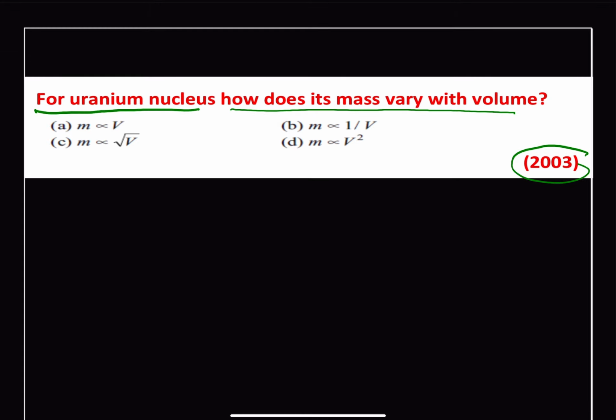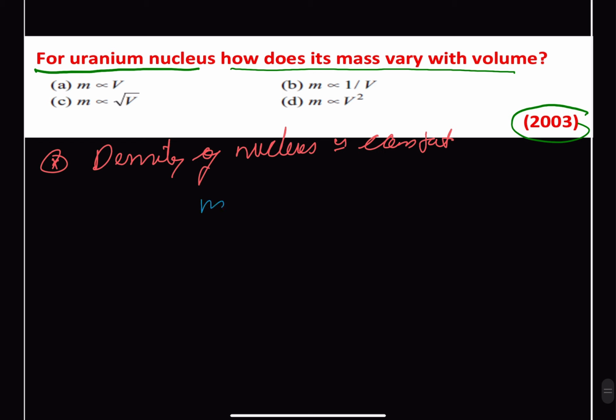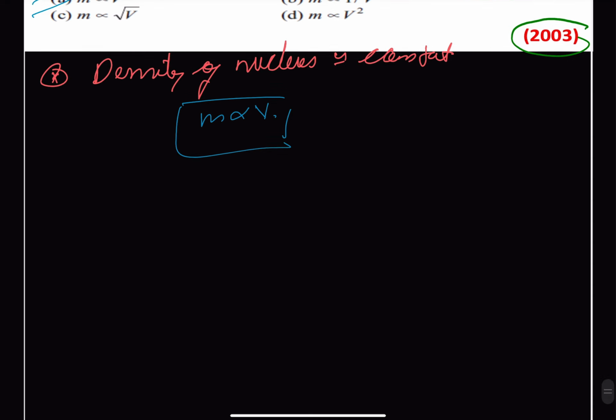You can say that the density of the nucleus is constant. So we can directly write that the mass is directly proportional to the volume. Option A is correct.